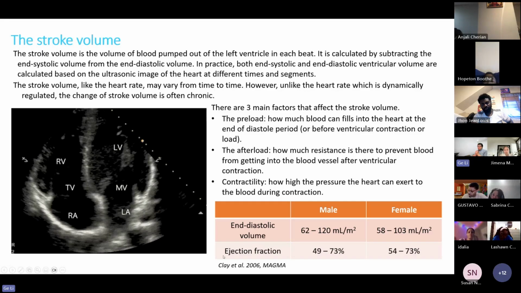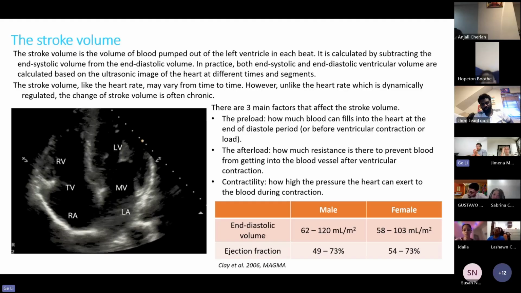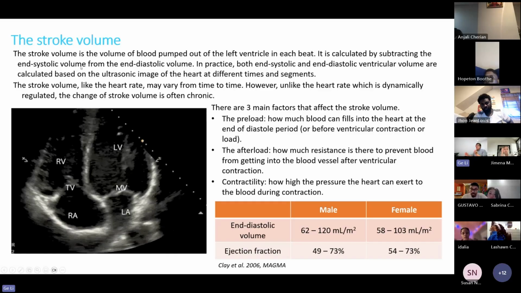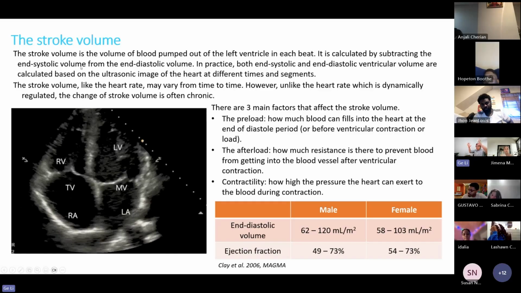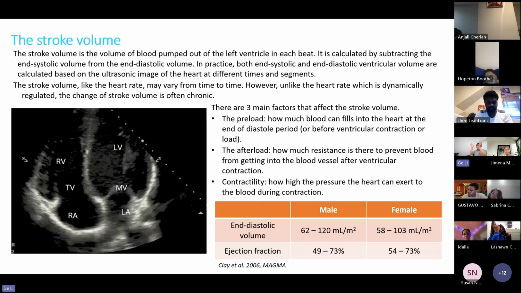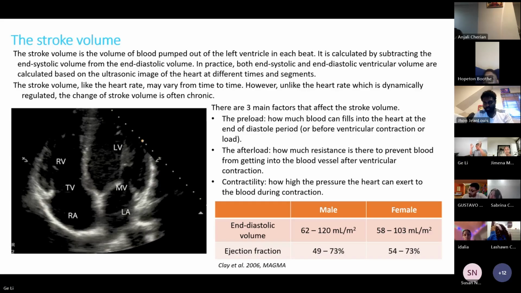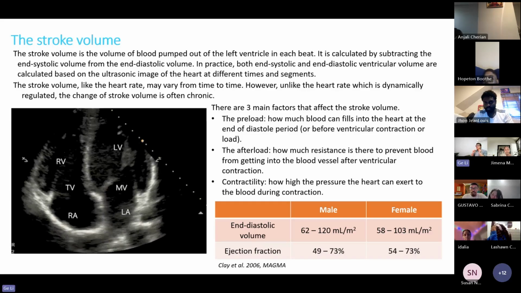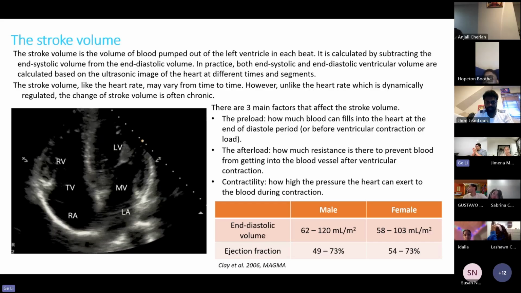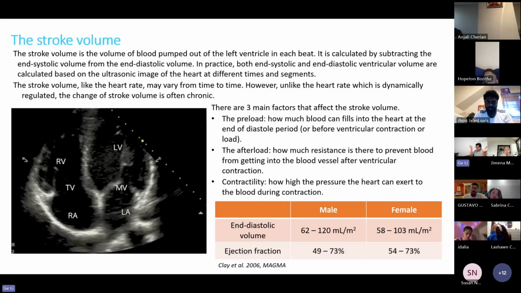Ejection fraction is the fraction of the smallest volume. The smallest volume we call the end-systolic volume, and the largest volume we call the end-diastolic volume. So it is one minus the end-systolic volume divided by the end-diastolic volume. In other words, what's the percentage of the blood that can be pumped out of the heart?